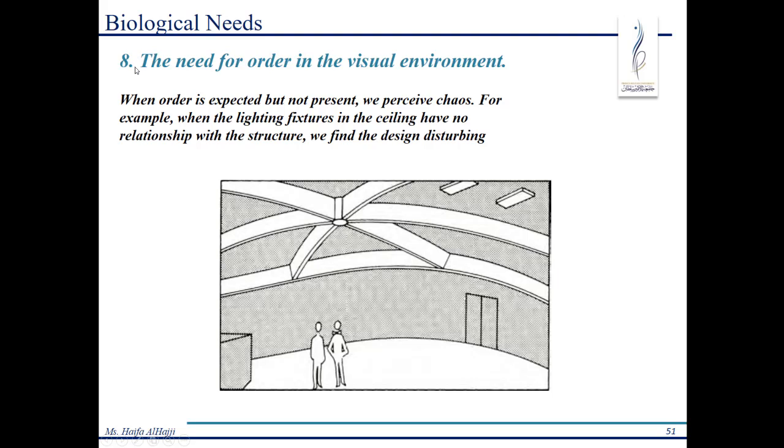And the last one I'm going to talk about, of the biological needs, is the need for order in the visual environment. For example, as we can see, this is a building with a centralized design, and we have a dome with this design at the ceiling. Then all of a sudden, I put the lighting, this rectangular lighting, somewhere in here.